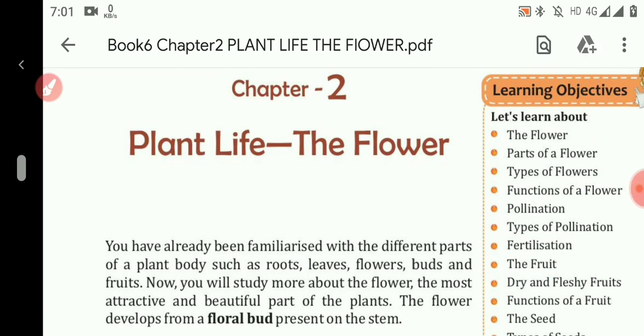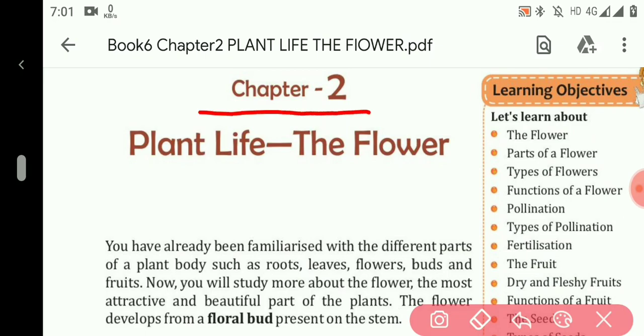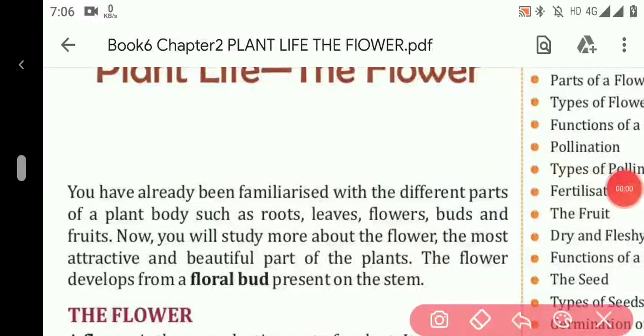Your chapter 1 is completed and today we will start your chapter 2. The name of the chapter is Plant Life, the Flower. In the first chapter we have read about the leaves and in this chapter we will read about the flower. So what is a flower? A flower is the reproductive part of a plant. Let us start with the introduction part first.